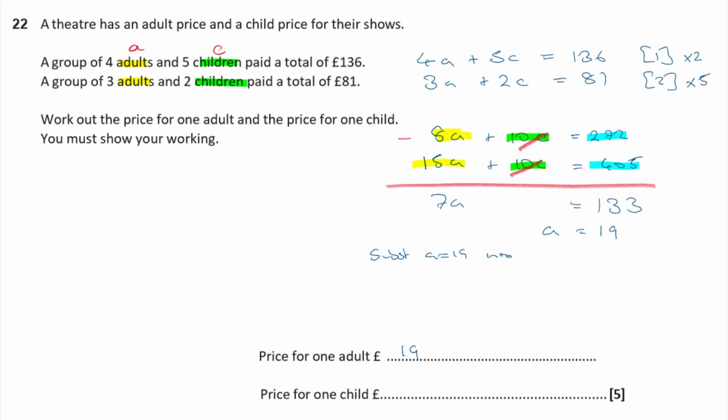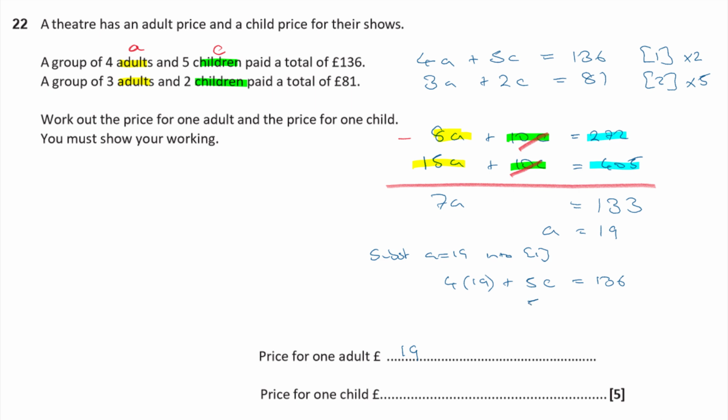I think I'm going to go for the first one because I like multiplying by 4 more than I like multiplying by 3. So I'm going to say that into equation 1, that's going to give me 4 lots of 19 plus 5c is equal to 136. So what's 4 lots of 19? Double and double again. So that's 76.